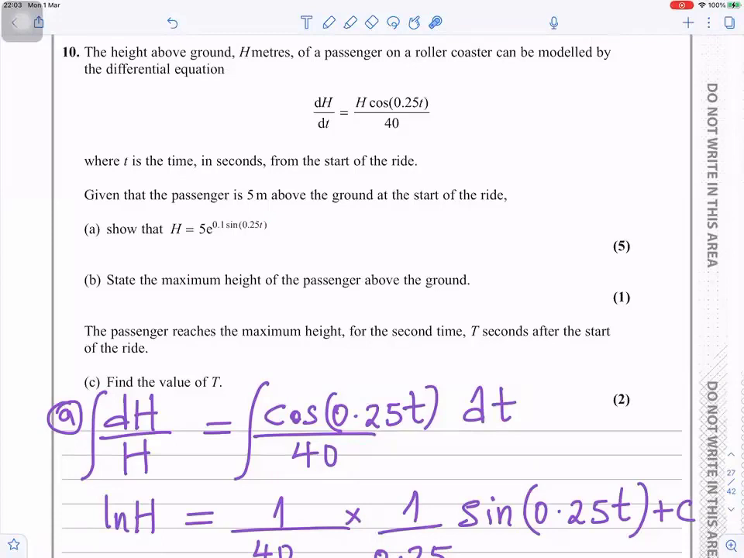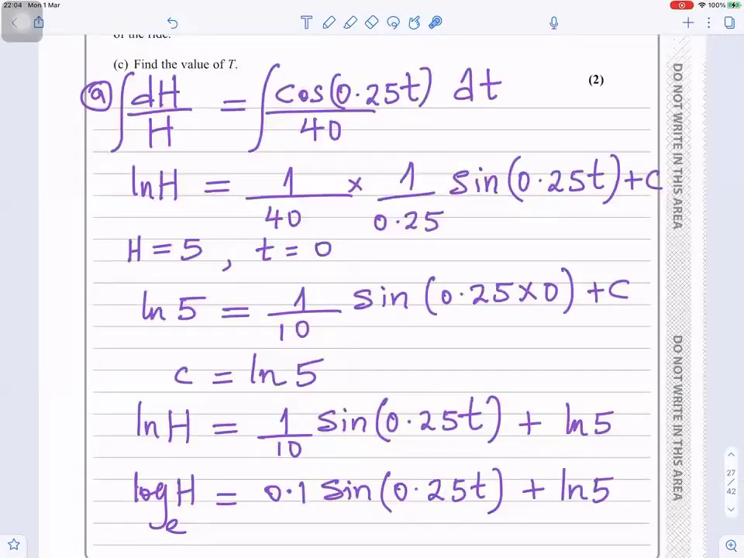Question number 10. The height above the ground, h meters, of a passenger on a roller coaster can be modeled by the differential equation. So part A says show that h is 5e to the 0.1 sine 0.25t. So we are given dh over dt. What we want to do is integrate. So the opposite of differentiation is integration. So we want to integrate the right hand side, which is integrating that function.